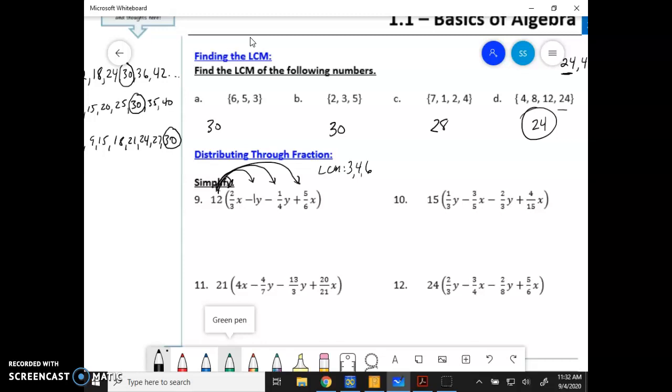All right, so 12 times 2, that's 24, divided by 3, that's 8. So I get 8x. All right, now I go to the next one. 12 times -1, that's -12, y. 12 times 1 divided by 4, sorry, -12 times -1 is going to be... -12 divided by 4 is -3, y.